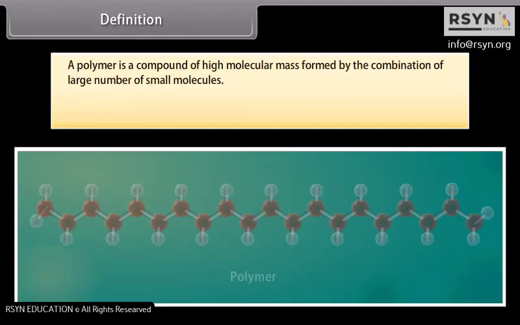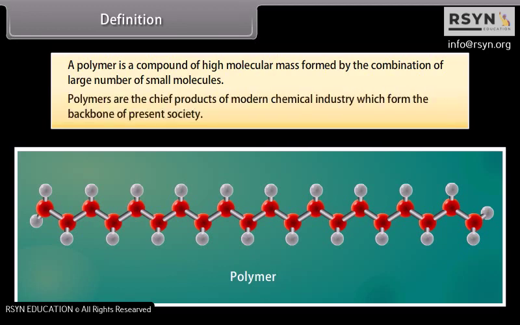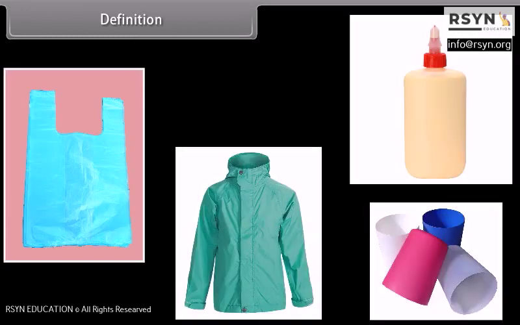Definition. A polymer is a compound of high molecular mass formed by the combination of a large number of small molecules. Polymers are the chief products of the modern chemical industry, which form the backbone of present society. In our everyday life, we use a number of materials like plastic dishes, cups, automobile tires and seat covers, plastic bags, raincoats, radio, TV and computer cabinets, a wide range of synthetic fibers for clothing, synthetic glues, flooring materials, and material for biomedical and surgical operations, all of which are based on polymers.